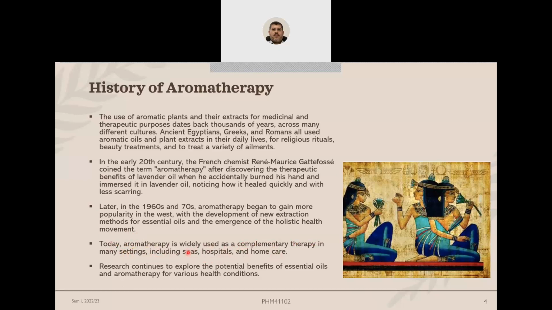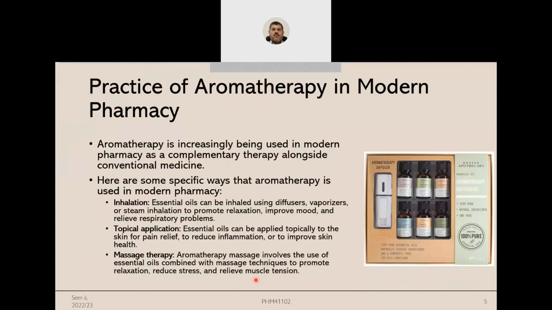There are also some studies. There is research that has been published, and it evaluates the use and potential benefits of essential oils and aromatherapy for various health conditions. So you can find published literature. We will show later on in the presentation. Aromatherapy in modern pharmacy is now being practiced. You can see an example like this package: essential oils, an aromatherapy diffuser set.